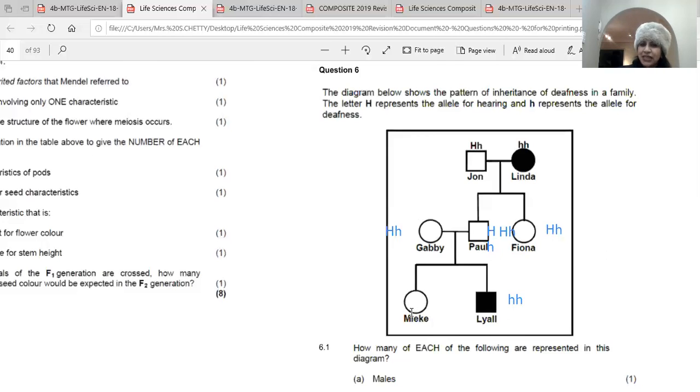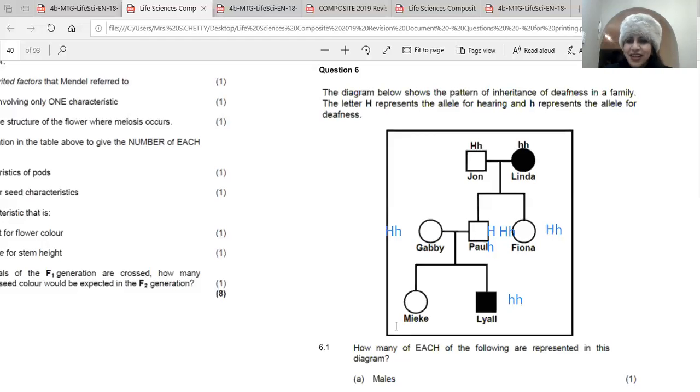What would you say Mieke is? Mieke is a normal hearing kid. So if she's normal, she could be capital H, capital H, or capital H, small h. Because this combination can produce capital H, capital H, or capital H, small h. So if they ask you in examination, give the possible genotype or genotypes of Mieke, your answer would be capital H, or capital H, small h.